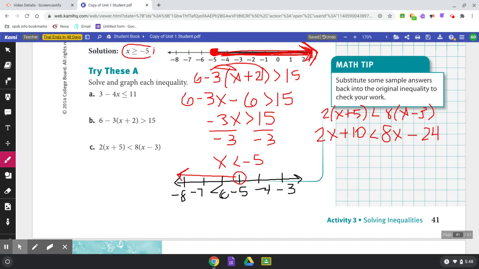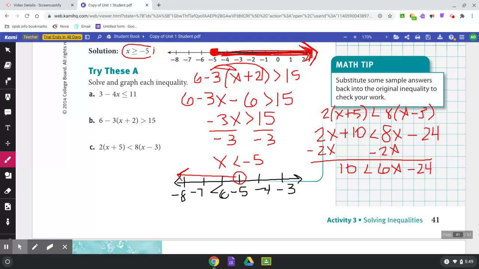Now, I do not have any like terms that I need to combine. However, I follow the rest of the steps. I need to gather my terms with my variable to one side. Now, I teach my kids to move the smaller number. In this case, the smaller number would be the 2x. So I'm going to subtract 2x from both sides. That leaves me with 10 on the left is less than 6x minus 24.